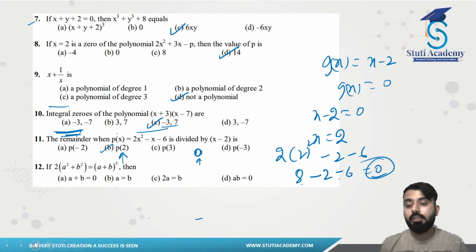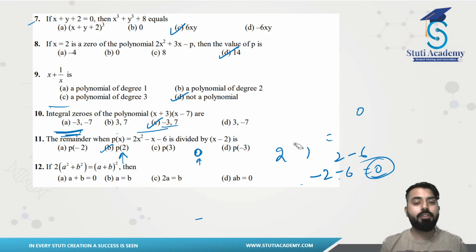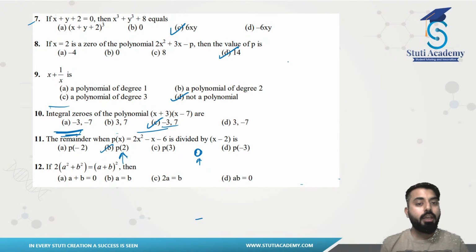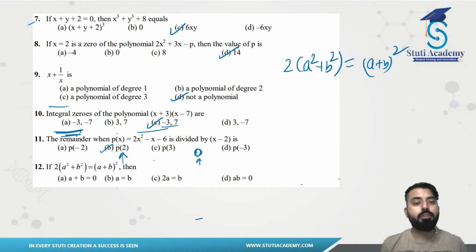Now, let's focus on our 12th one. If 2 into a square plus b square is equal to a plus b whole square, then you have been given that, let me just erase this one. If 2 into a square plus b square is equal to a plus b whole square, then we have to find out what should be true here.